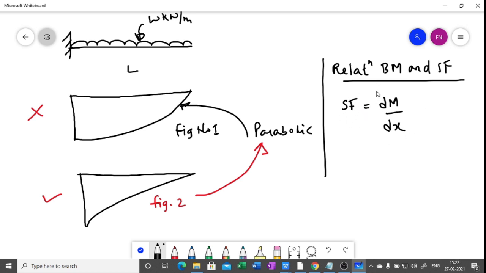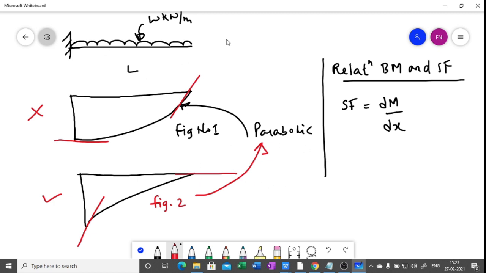So what is dM by dx? dM by dx is nothing but the slope of the bending moment. See, when you are drawing some curve and when you draw a tangent to the curve, you get some slope. So here I am drawing the slope. In this figure, at this point the slope is nearly equal to 0, and at this point it is maximum. In figure number 2, at this point the slope is maximum, and at this point it is nearly equal to 0.